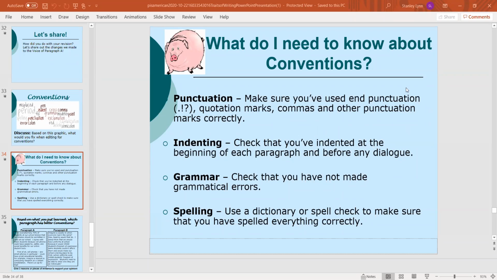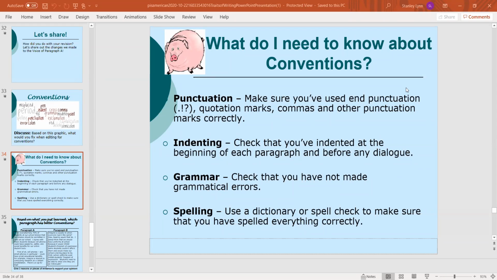Indenting. Now, I forgot to mention this on indenting. When you indent, you have to indent when you start a new paragraph or when different people start speaking. Like if I'm speaking right now, you would indent. But if Sam started to speak, you would indent again because you have a new speaker. Everyone understand that?